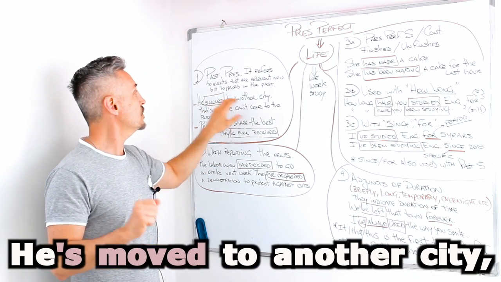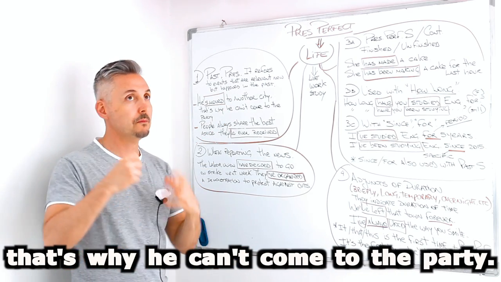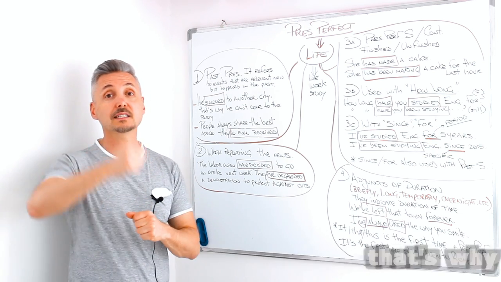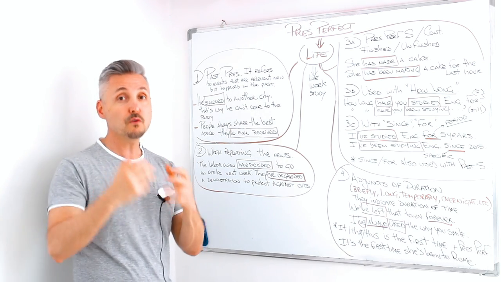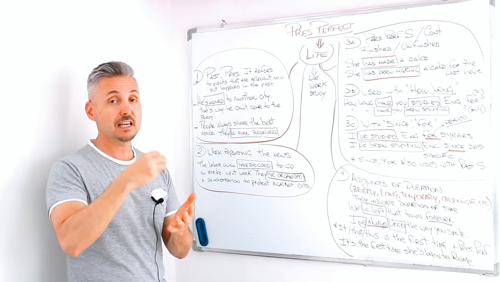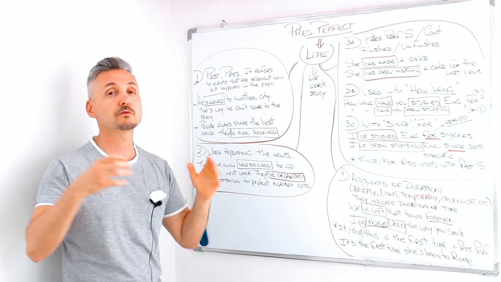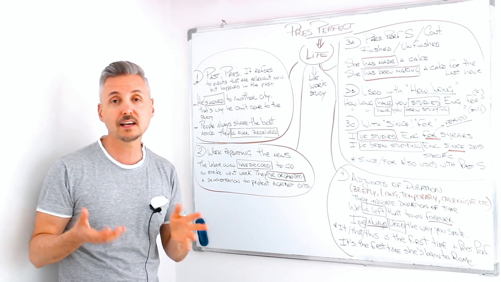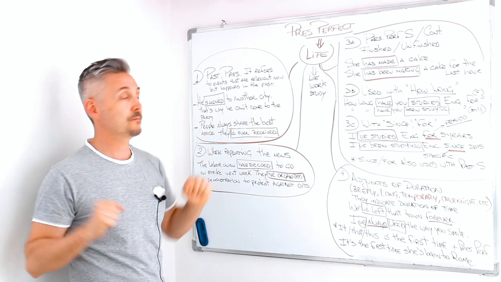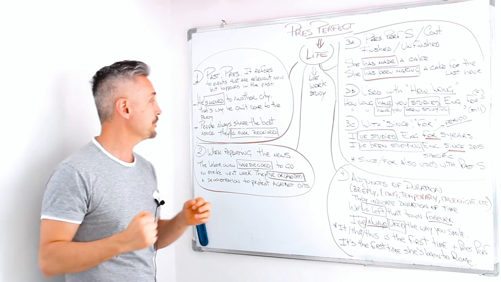He's moved to another city. That's why he can't come to the party. So, which action happened first? He has moved, right? He's moved to another city. So, this happened first. And the action that is relevant now is he can't come to the party. So, it's an action that happened in the past and is relevant now.